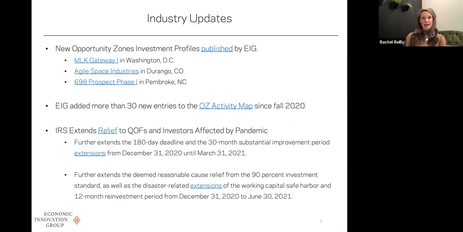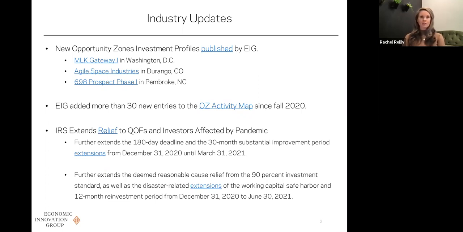The second one is Agile Space Industries, that's located in Durango, Colorado. And Agile is a small business in a rural town committed to training and hiring local residents as part of its accelerated growth strategy. We get a lot of questions about how can opportunity zones benefit local residents. I think that this is a great example of that.